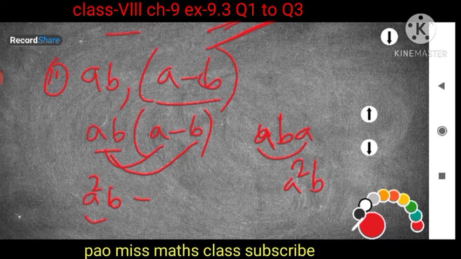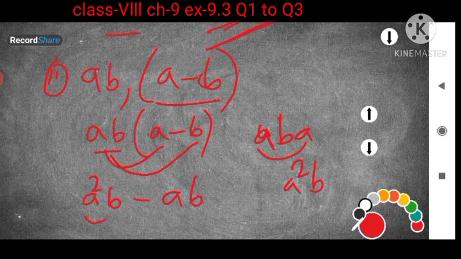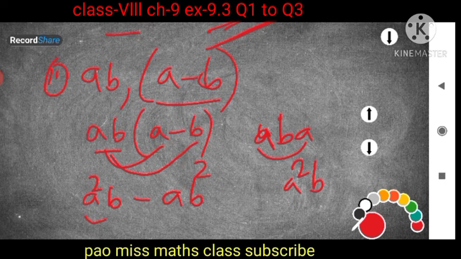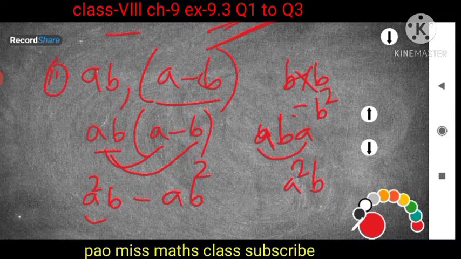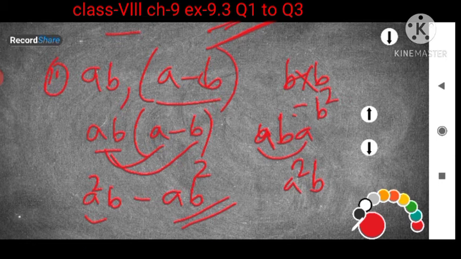Then ab into b, that means one single a is there and how many b's? Two b's, that means you will not write 2b, you will write it in square. Okay, if it is b multiply b, that means it is not 2b. Okay, it will become b to the power 2, or b square. So this is the answer for this question.